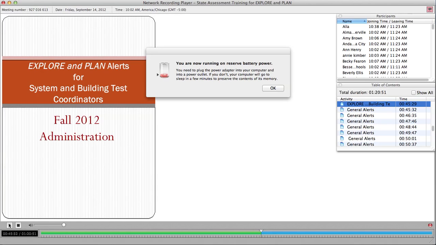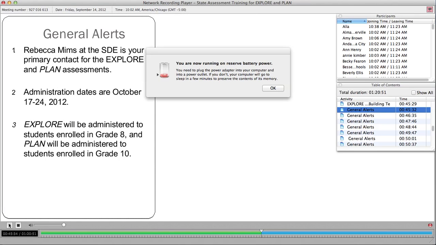Okay. The next section are the general alerts for both Explore and Plan, and this is a combined document. And of course, I am your primary contact for Explore and Plan assessments, but any of us here at the State Department can answer your questions. And Billy has attended all the same meetings that I have attended, so she should be here if I'm not here.